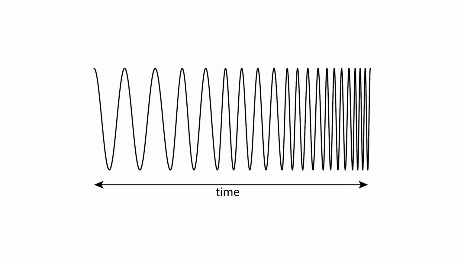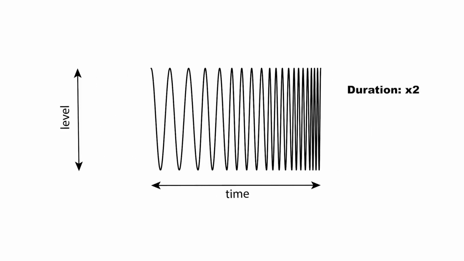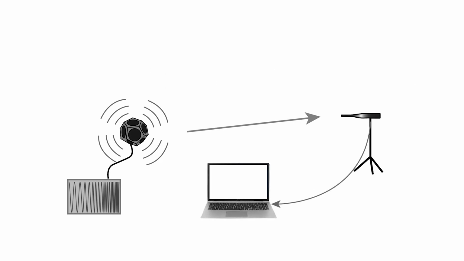Because it stretches in time, it can give a large output level per frequency from a speaker and lower the relative background noise level and improve the signal-to-noise ratio. For every doubling of sweep duration, the signal-to-noise ratio will be 3 dB more. When the sweep is emitted into the room by a speaker and recorded at the receiver position, the microphone, it is analyzed by a software.